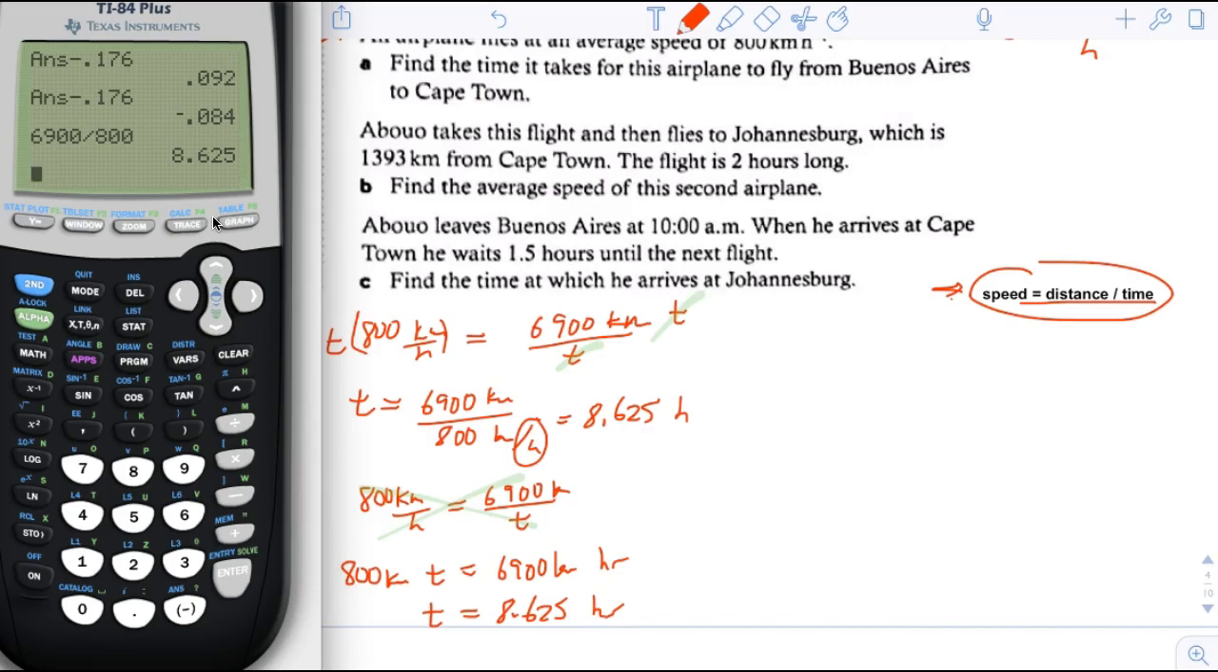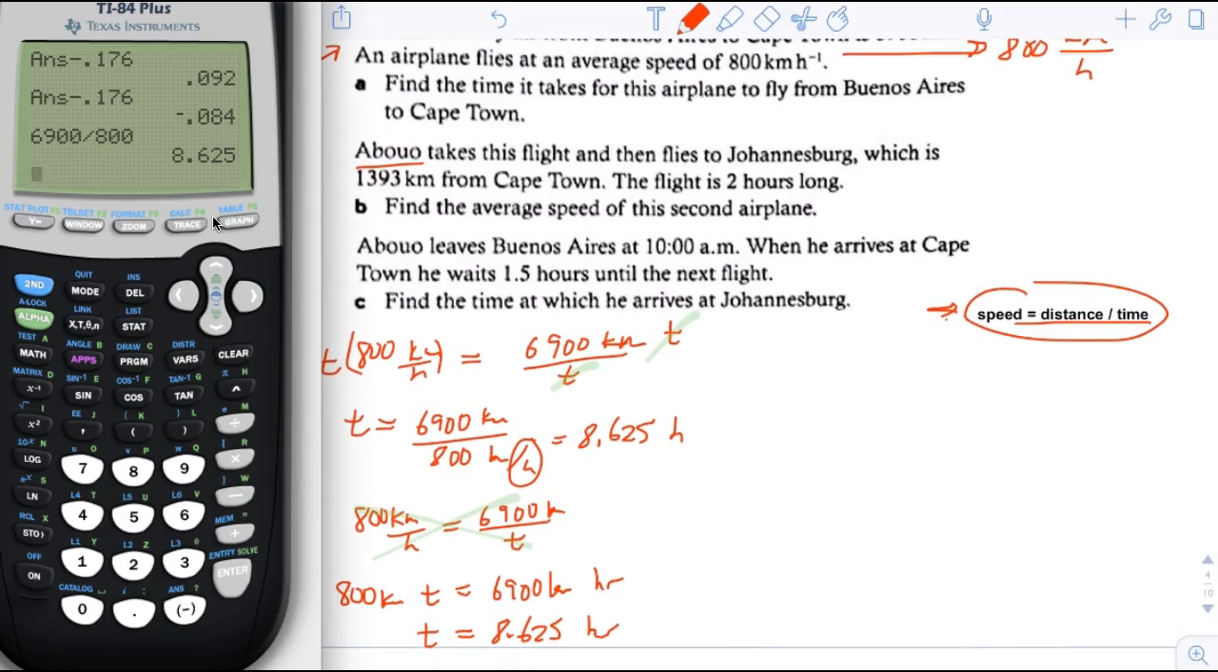B. Abawo takes this flight and flies to Johannesburg, which is 1,393 kilometers from Cape Town. The flight is 2 hours long. Find the average speed of this second airplane.